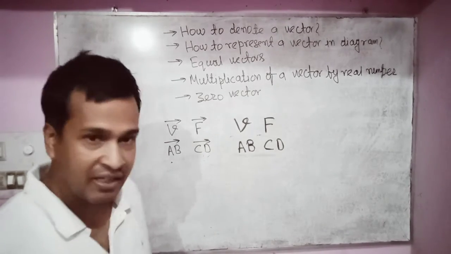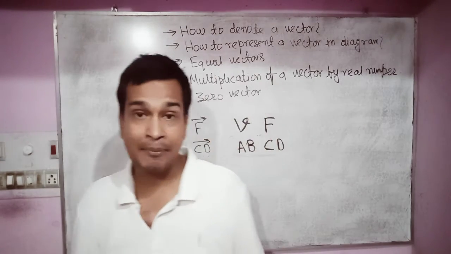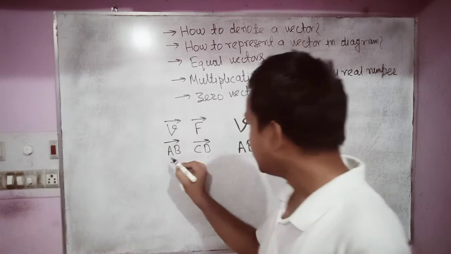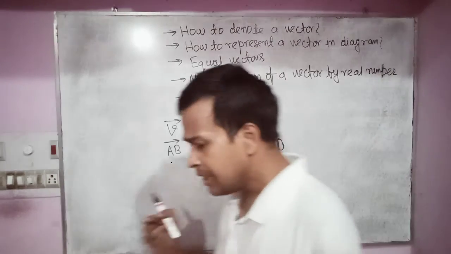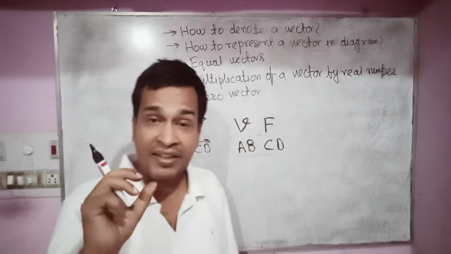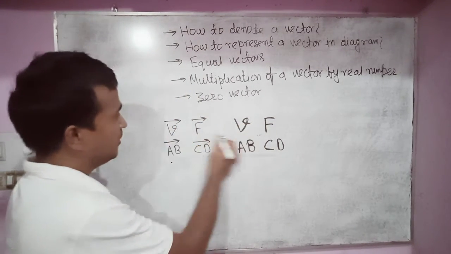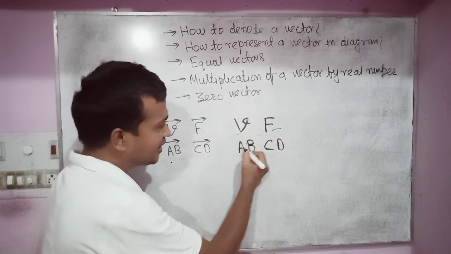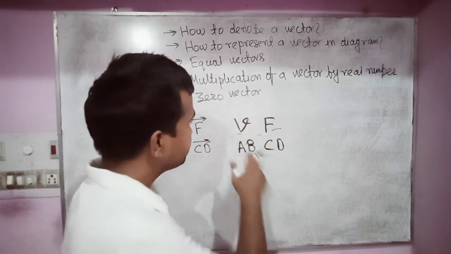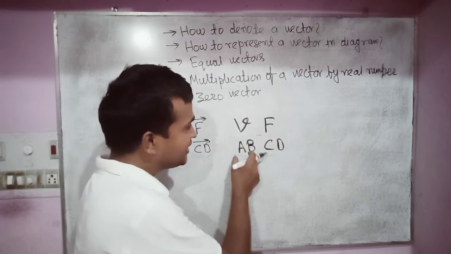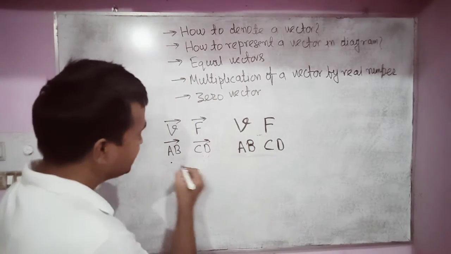This method of denoting vectors we generally use in our notebook. When we write anything about vectors, we denote it by putting an arrow over the letters representing the vectors. In some books, vectors are represented by bold face letters like this, V, F. These are letters written in bold face, so they denote vectors. But this method is not used in our notebook. In our notebook, we denote vectors by this method.